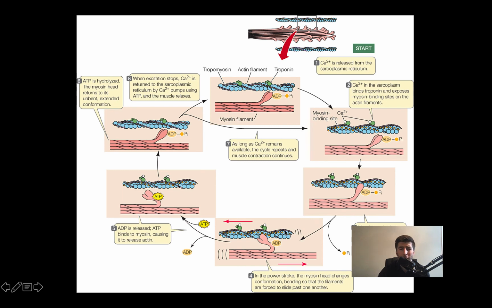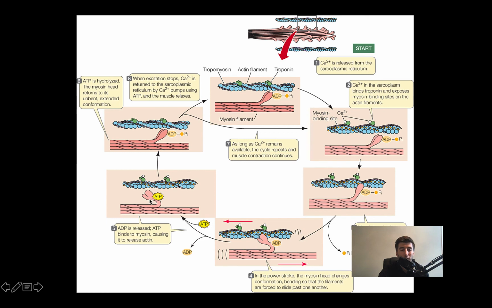In order to start generating the power stroke, you're going to drop the inorganic phosphate, right? You can see here in step 3 that we're going to release the inorganic phosphate to initiate the power stroke. And then as we continue on that power stroke, we're going to allow for the sliding of actin down and across myosin. We're going to have a release of ADP, allowing ATP the chance to bind myosin again.